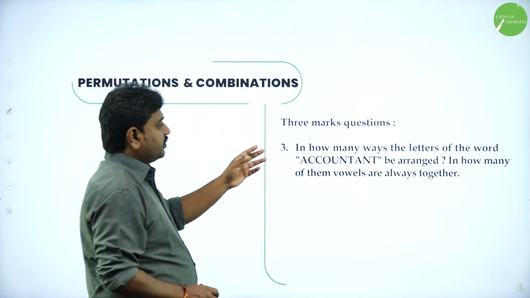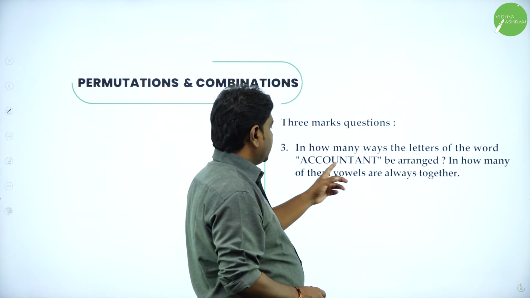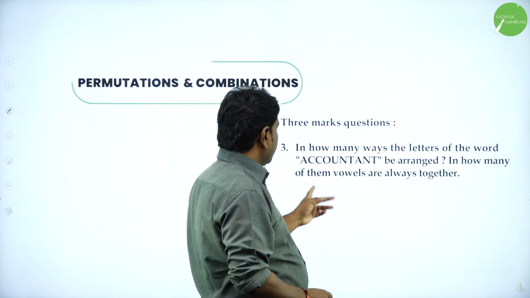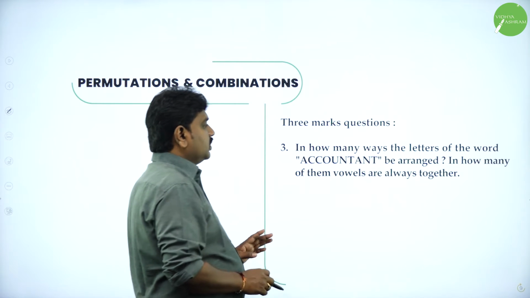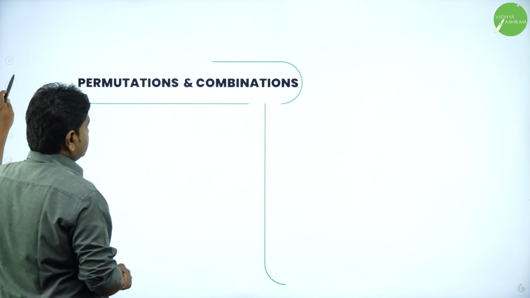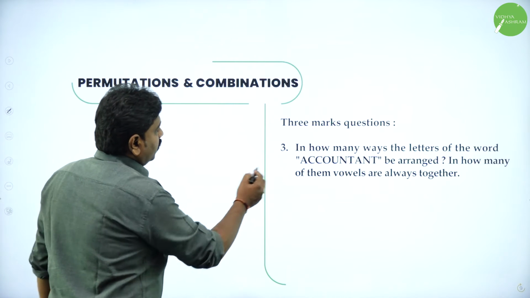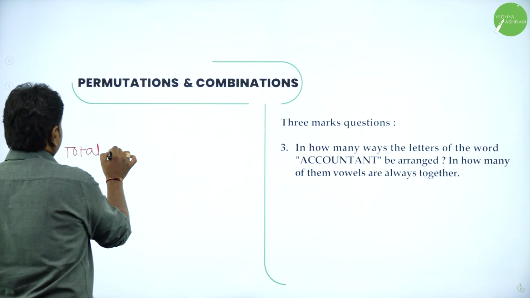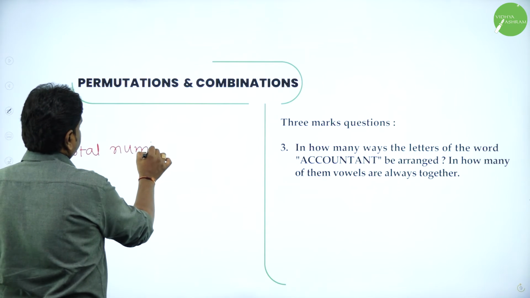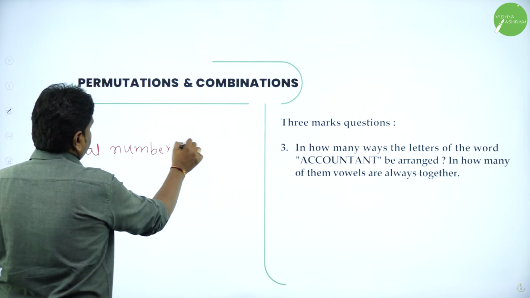In how many ways can the letters of the word ACCOUNTANT be arranged? In how many of them are the vowels always together? So they want the total number of ways, and how many ways the vowels are together. So now the total number of permutations without any restriction. Number of permutations.